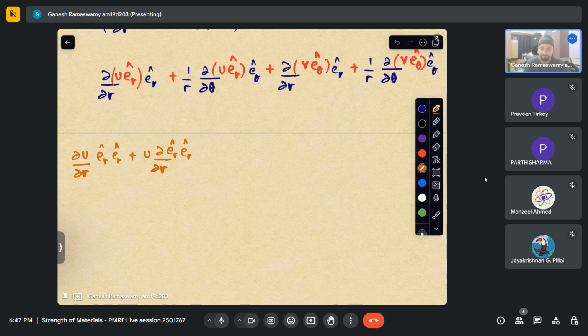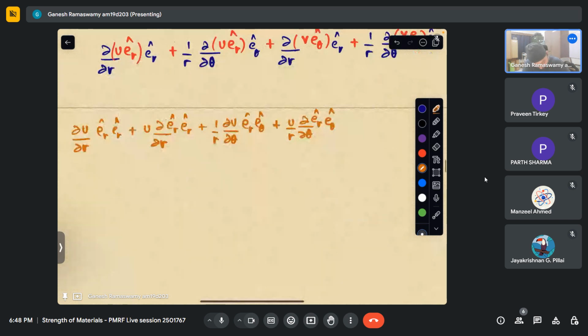Fine. Now I'll write the second term, 1 by r ∂u/∂θ of e_r e_θ plus 1 by r. U will come out. So it will be plus u by r ∂/∂θ of e_r, and we have e_θ cap as always, plus ∂v/∂r. I would encourage the viewers to work this out on your own so that you are familiar with this and it doesn't look like some thing I'm just writing.